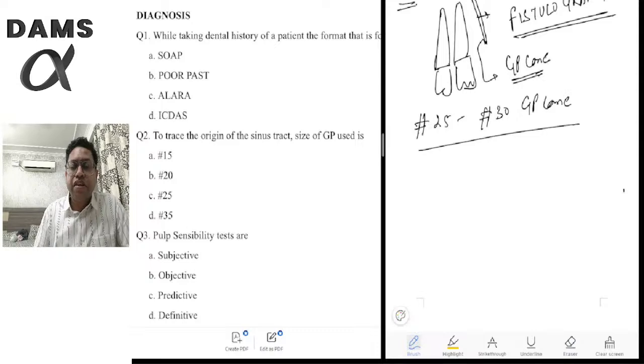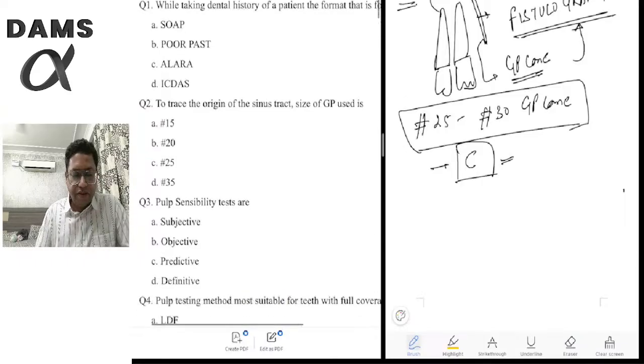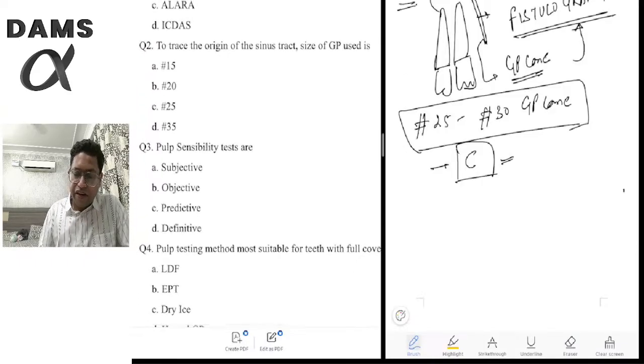So the point of termination of the gutta-percha determines which tooth is the offending tooth, and this procedure of identifying the tooth that is associated with sinus formation is called fistulography, and the size of gutta-percha cone used is number 25 or number 30 gutta-percha cone. If we look at the options 15, 20, 25 and 35, option C is the answer over here. Okay, coming over to the next question.